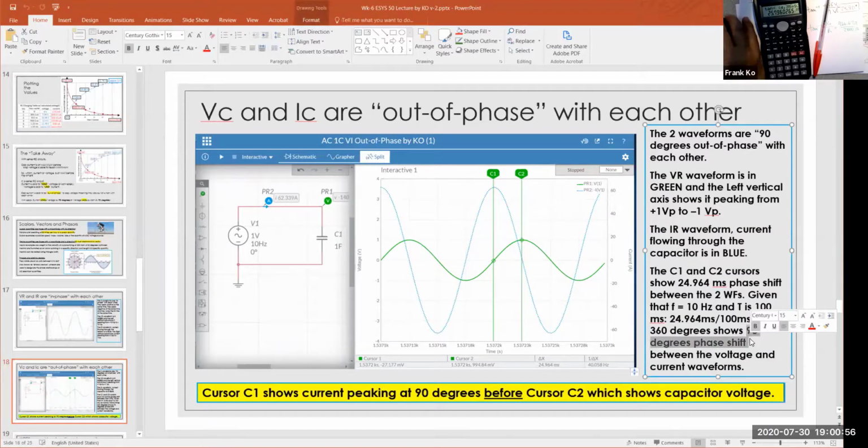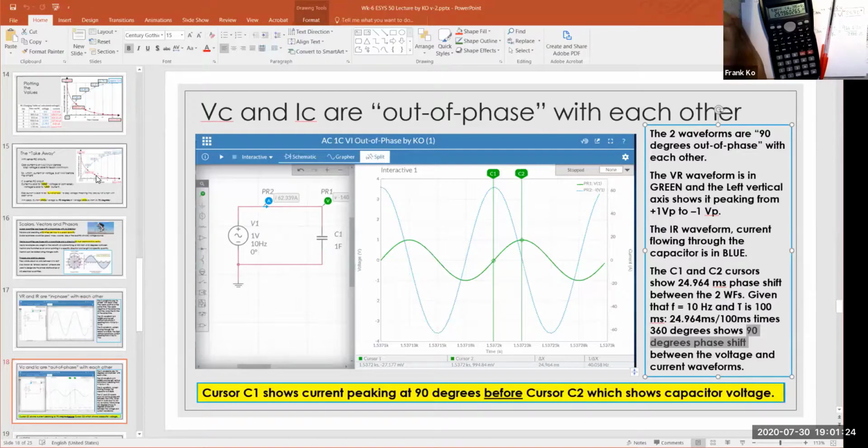That is, the voltage across the capacitor and the current of the capacitor are 90 degrees apart. I should read what I typed: cursor C1 shows current peaking 90 degrees before cursor C2 shows capacitor voltage. Now this is with respect to waveforms. And why are they out of phase? Because of RC time constants.